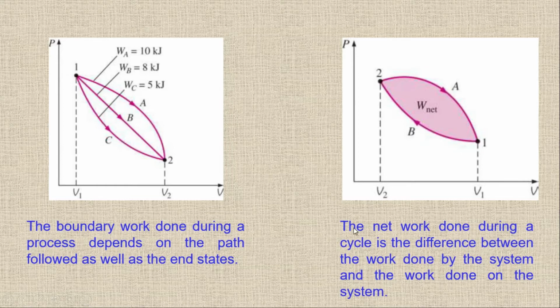So the net work done during a cycle is the difference between the work done by the system and the work done on the system. It is a difference between the work done by the system and the work done on the system, and it should be a positive value.